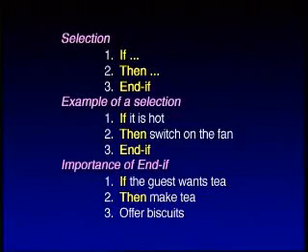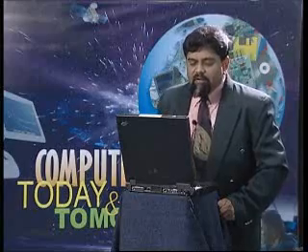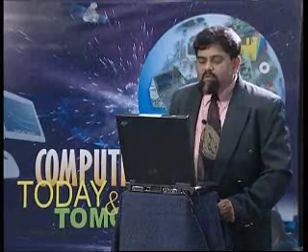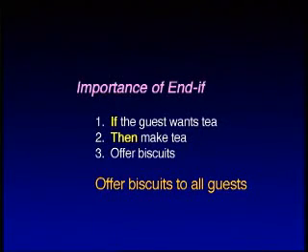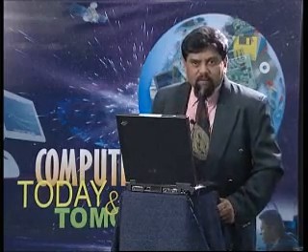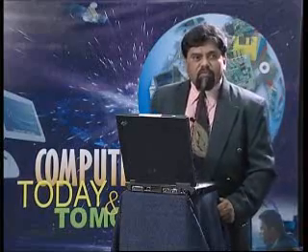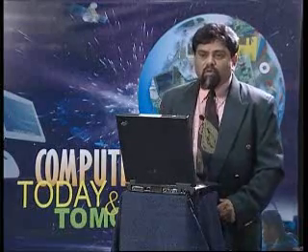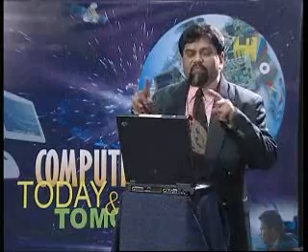Now let us talk about, let's say, another example. If the guest wants tea, then make tea and offer biscuits. Now there is a very interesting problem here. There's an interesting challenge here. If you look at the algorithm which is shown at the top of this slide, you will see that if the guests want tea, then you are giving the guest tea, but you are not very sure about whether you are offering the biscuits only if the guest wants tea or regardless. You are not sure whether you are offering the tea regardless of whether the guest wants tea or not. And that's why end if is a statement which denotes where the reign of the if statement ends.